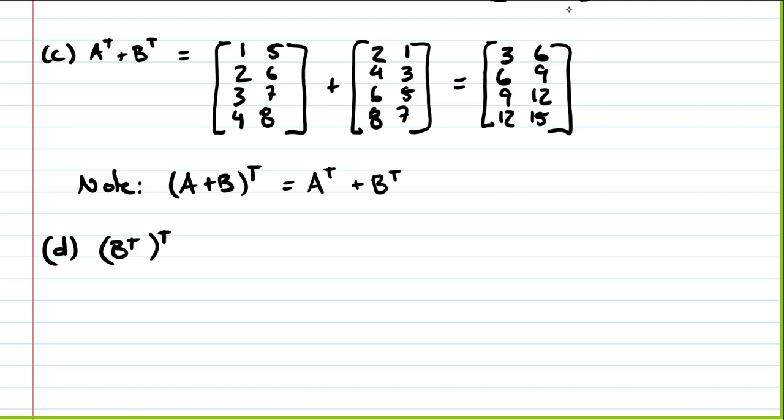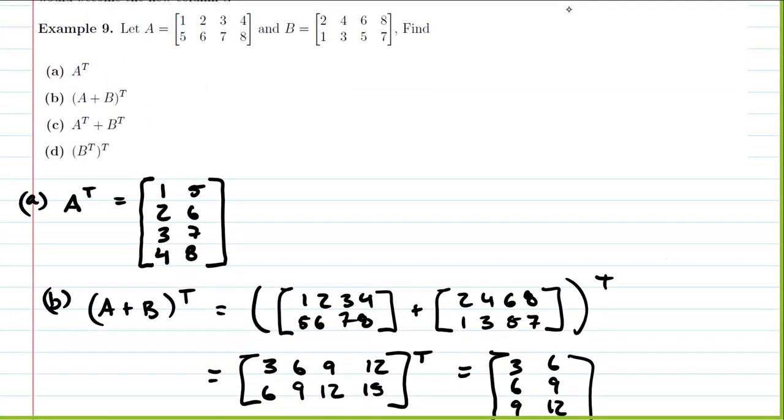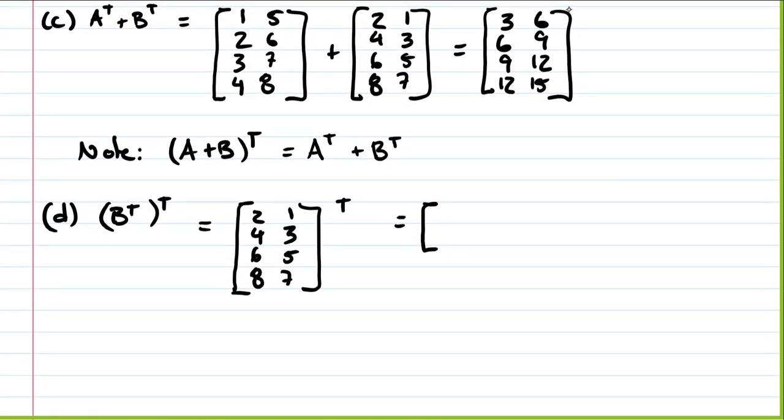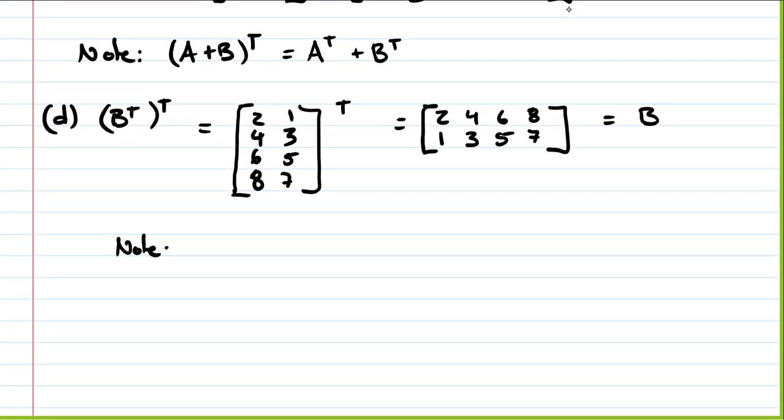Well, let's see. B transpose is going to be, we transpose our matrix B, we get 2, 4, 6, 8, 1, 3, 5, 7. But now we need to transpose it again, so all of our rows are going to become columns. My new first column is going to be 2, 1. My second column is going to be 4, 3. My third column is going to be 6, 5. And my fourth column is going to be 8 and 7. Oh, wait a minute. That is just back to the original matrix B. So we note that for simplification purposes, B transpose transpose is going to be the same as matrix B.